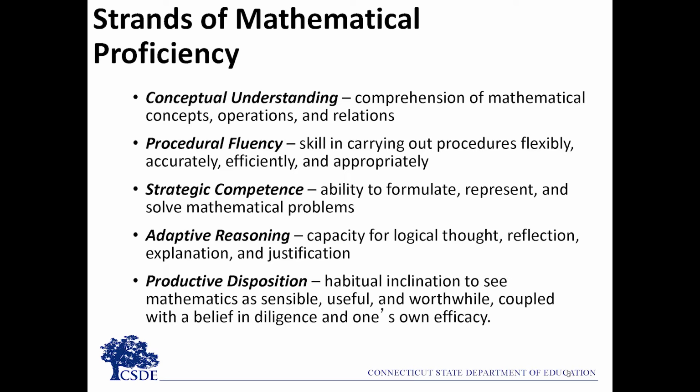Adaptive reasoning goes back to being able to explain and justify. We know as adults, there are many different ways to solve many different types of math problems. There's not just a single solution path. Can I have my solution and explain it? You have your solution and explain it. And can we understand why both work? That's that reasoning piece. And then productive disposition is the habitual inclination to see mathematics as sensible and useful.